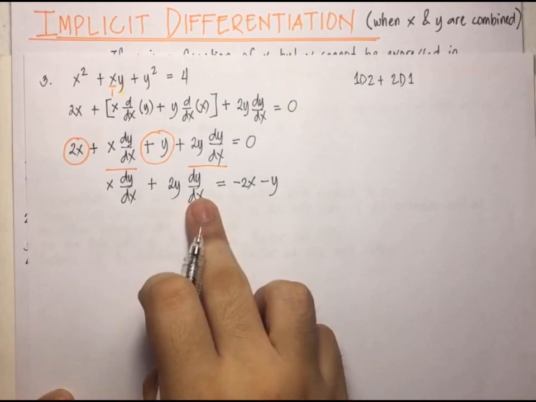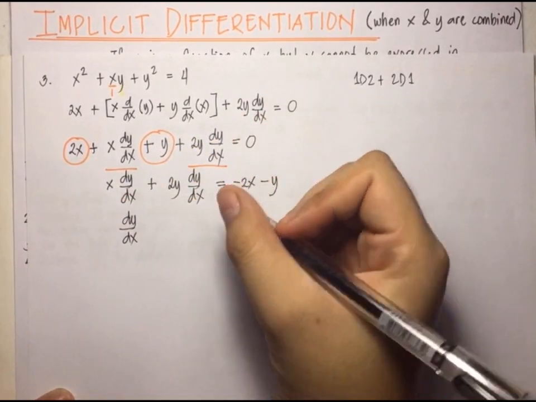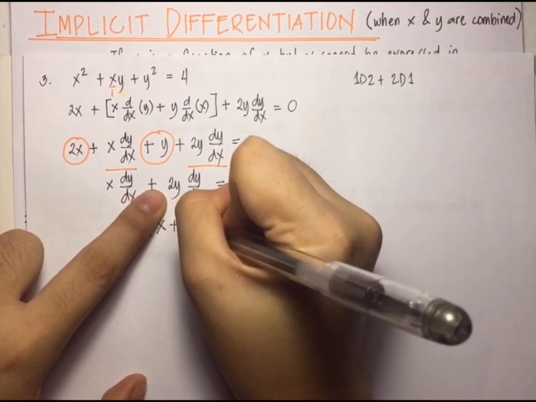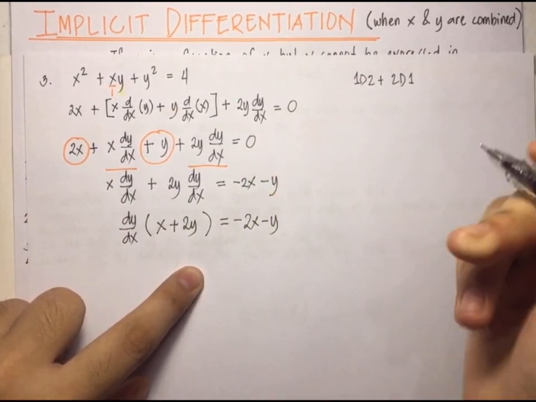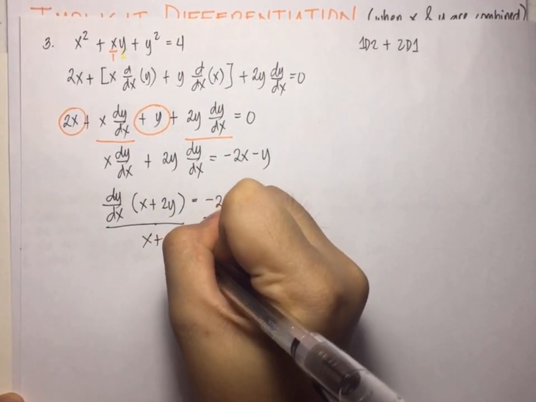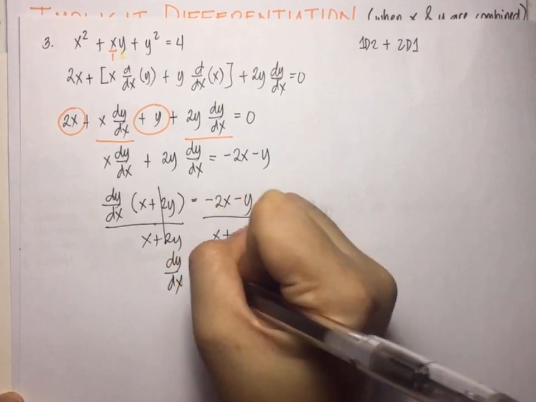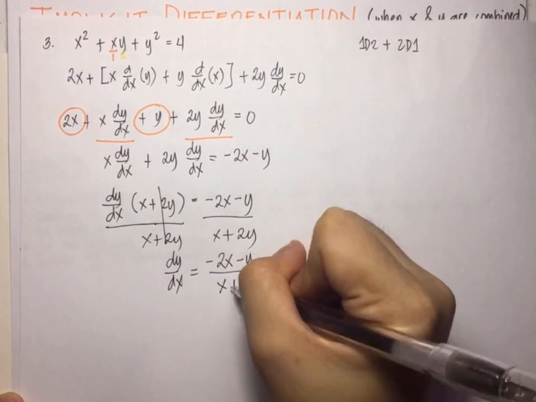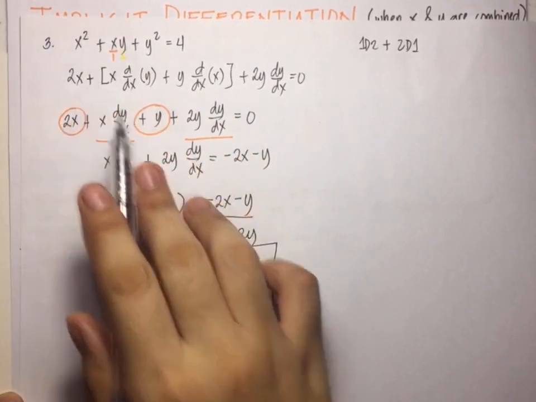Next is to factor out the common term, which is dy over dx, and we're left with x and 2y equals, just copy, negative 2x minus y. Then we divide the equation by x plus 2y. Therefore, dy over dx is equal to negative 2x minus y divided by x plus 2y. And this is the derivative of problem number 3.